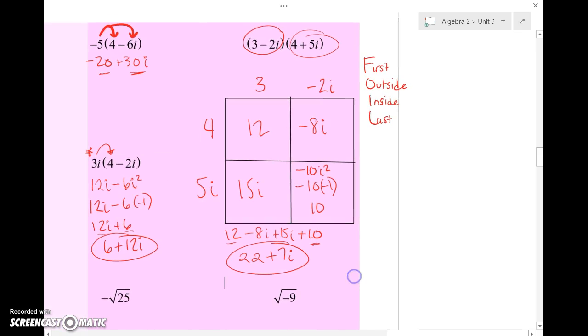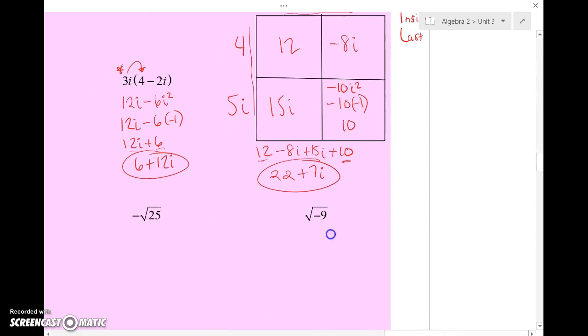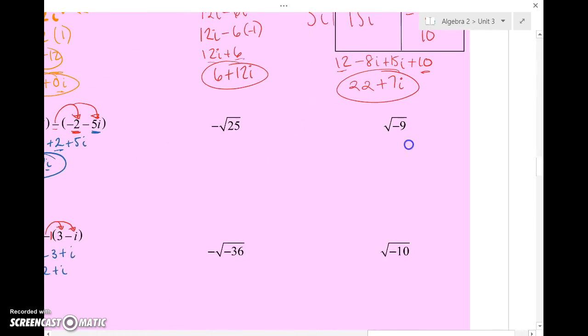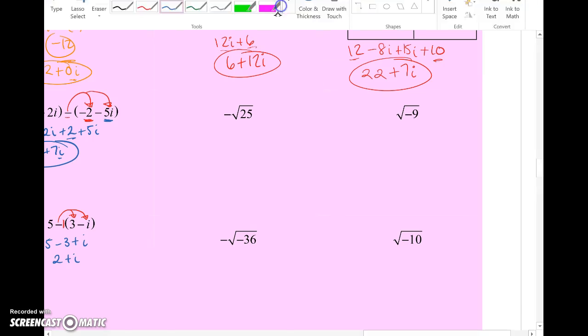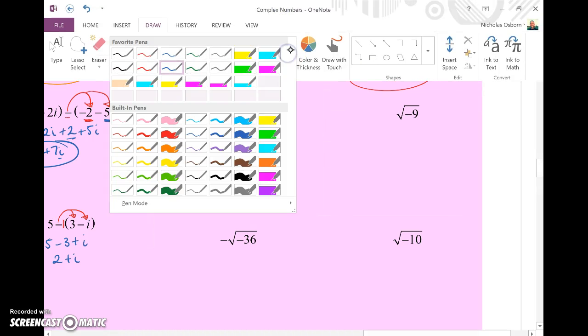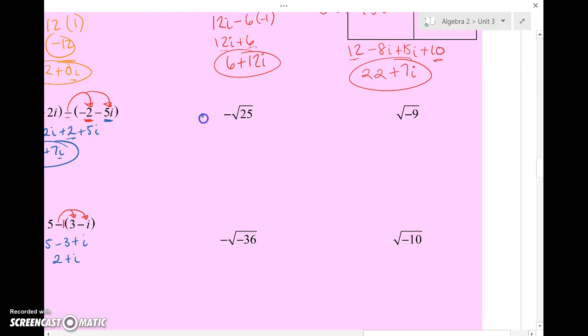So like I said, what you do is you put the first binomial on the top, and then you take the second binomial and put it on the side, and then you just multiply them out, and then add all the terms together. Okay? Now, this next one, use a different color this time. Let's choose, I don't know, let's do this blue color. Okay, so this next one, we're going to work with radicals.